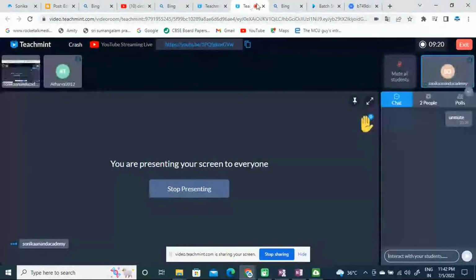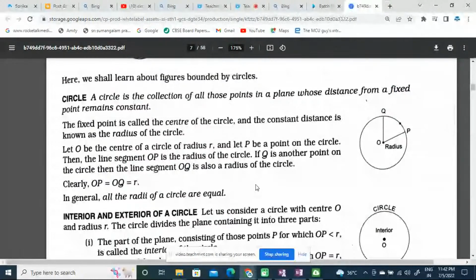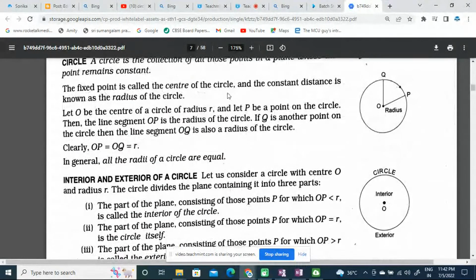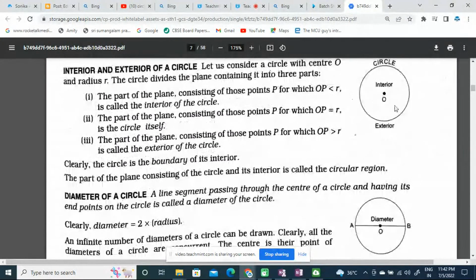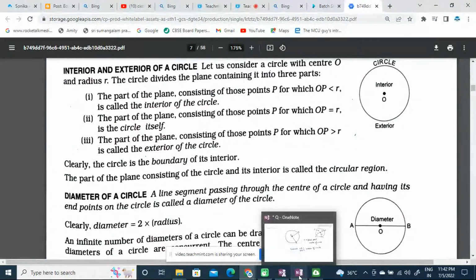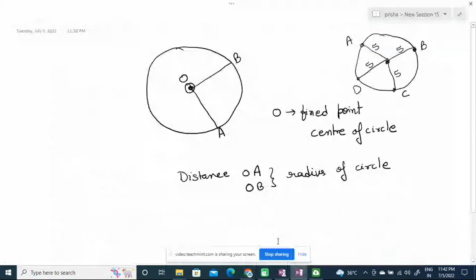Are you there? Yes. Okay. Now fixed point is called the center of the circle and the constant distance is known as radius of the circle. Now interior and exterior of the circle. Along with the figure you can easily understand all the points which are inside the region of the circle are the interior and all that are exterior of the circle. Understood? Okay.